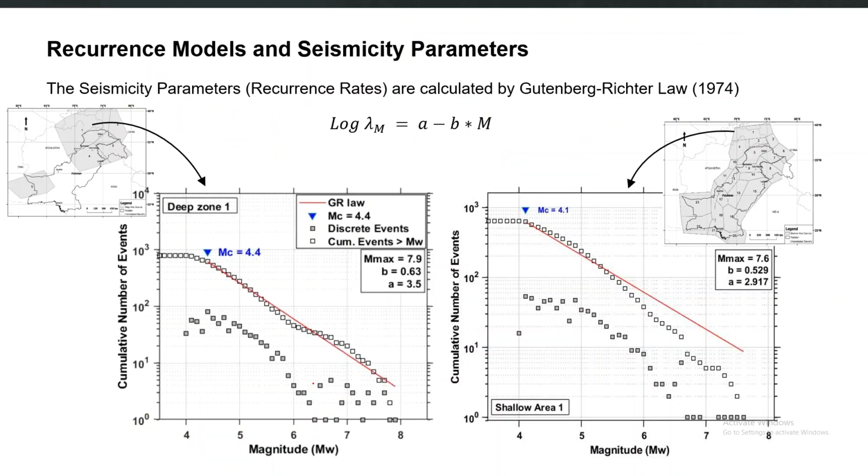Some examples of calculating these seismicity parameters for actual seismic hazard assessment. This is the same example from Pakistan. So here you can see that these are the deep area sources. This is source zone 1, and for that source zone, this is the actual magnitude recurrence relationship.